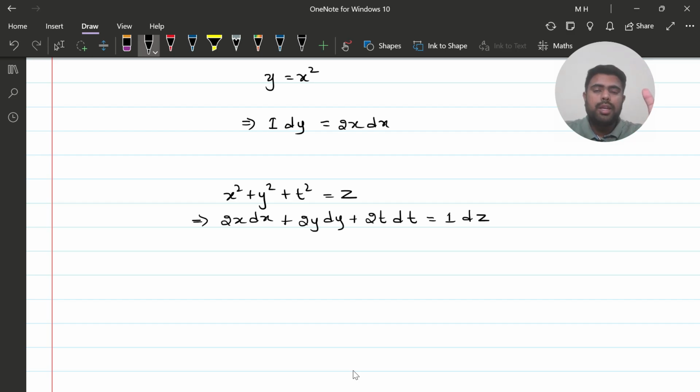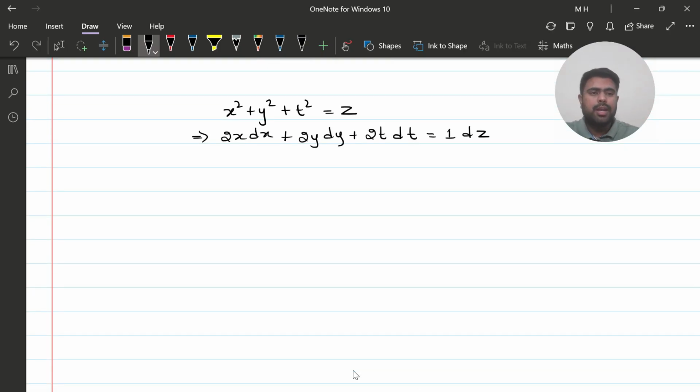Whichever variable is there, differentiate with that same variable. The differentiation process is the same, but we will write dA. If it is x, we will write dx. If it is y, we will write dy. Fine. So I will just take up one more example and then we will proceed.